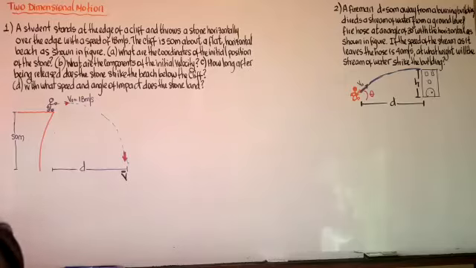Well, we have two problems. In the first problem, a student stands at the edge of a cliff and throws a stone horizontally over the edge with a speed of 18 meters per second. According to the problem, the cliff is 50 meters above a flat horizontal beach, as shown in the figure. You're going to see the cliff, the student located over here. He throws the stone with an initial velocity of 18 meters per second from a height of 50 meters. Okay, and we have a few questions.